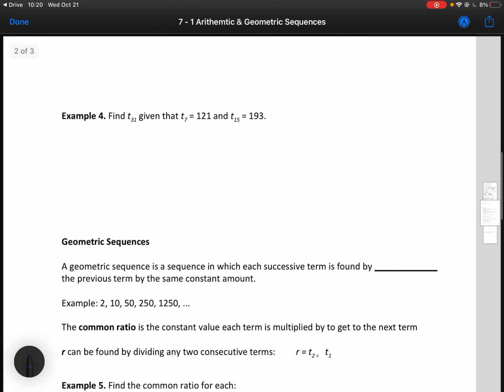Let's do another example, a little bit more of a problem-solving one. What I'm looking for here is U31, given that U7 and U15 have values as follows.